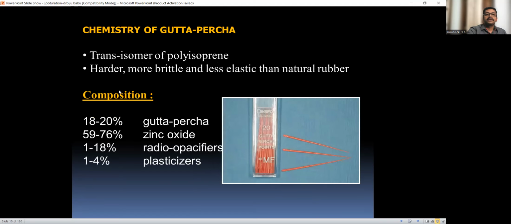Now let us look into the chemistry of gutta-percha. Gutta-percha is a trans isomer of polyisoprene. It is harder, more brittle, and less elastic than natural rubber. When you look at the composition of gutta-percha, the major component is zinc oxide, 59 to 76%, whereas gutta-percha constitutes about 18 to 20%. Radio opacifiers 1 to 18%, and plasticizers 1 to 4%. So this is the composition of gutta-percha.